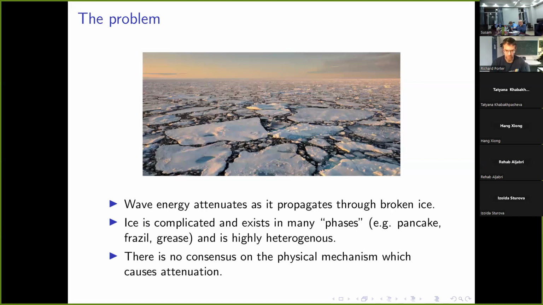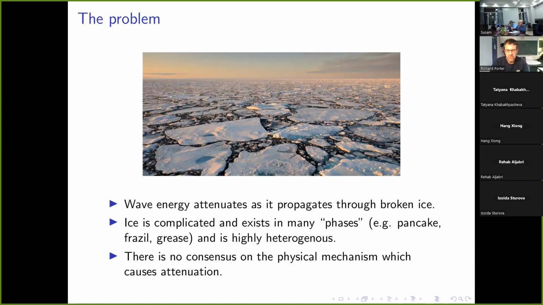It exists in many phases, so solid fragments of ice, there's pancake ice, frazzle ice, and grease ice. And even if you've got a single type of ice species, then you can see from the picture that you have varying different shapes and sizes. Okay, so trying to think of modeling of this is quite a difficult thing, I think.